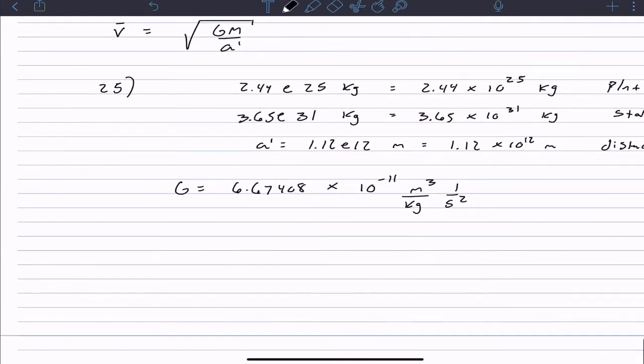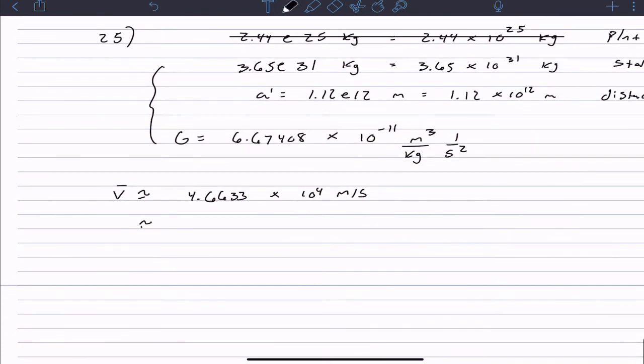The reason I'm writing this out is so you can plug all this in. And remember that the planet mass actually goes away in the equation, so we're just left with these three values. We plug these right into here. That gives us a value of 4.6633 times 10 to the 4 meters per second, or let's say 4.7 times 10 to the 4 meters per second.